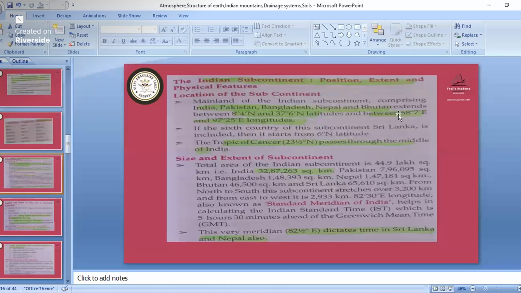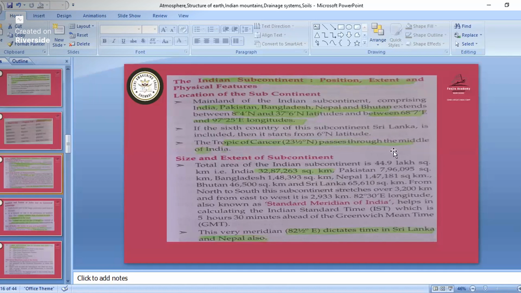This question has come about longitude, so study about this extension, both latitude and longitude. The longitude is between 68 degrees 7 minutes east to 97 degrees 25 minutes east. And if you count the sixth country of the subcontinent, Sri Lanka, is included, then it will start from 6 degrees north latitude instead of 8 degrees.